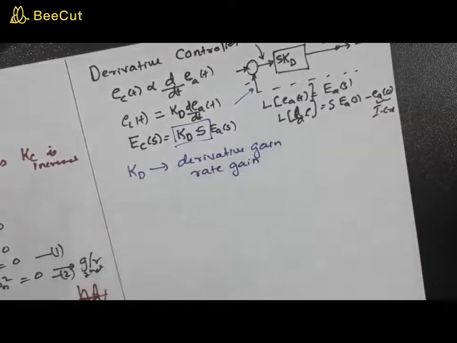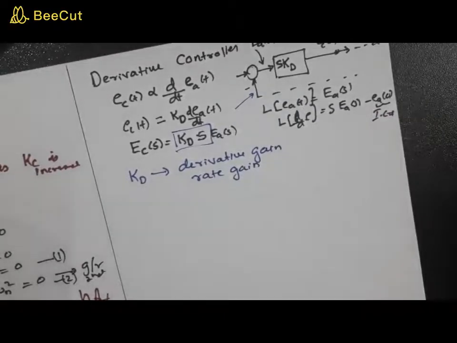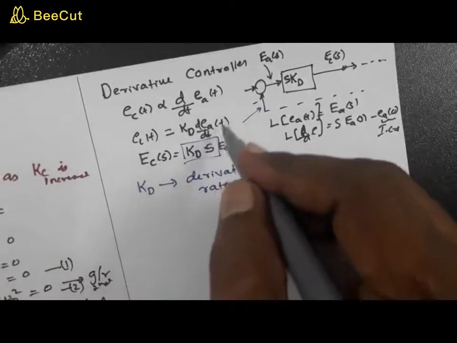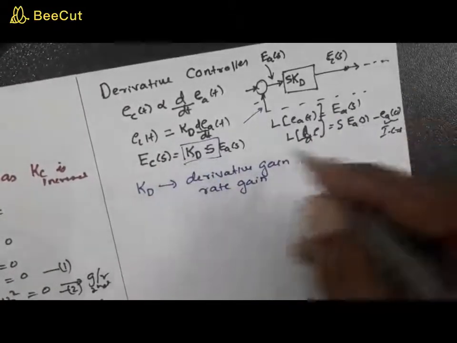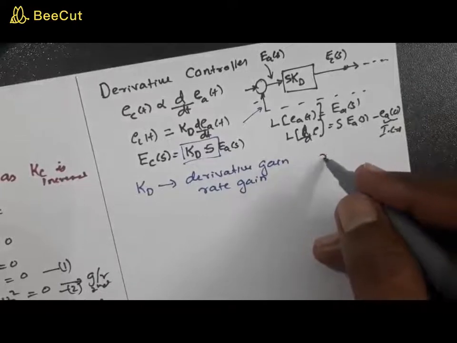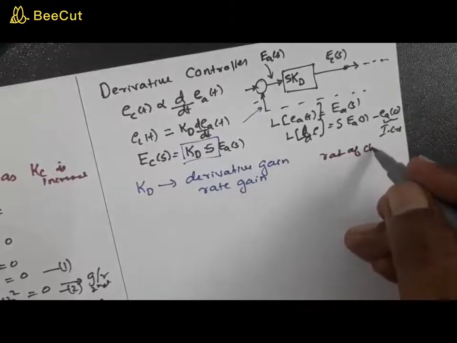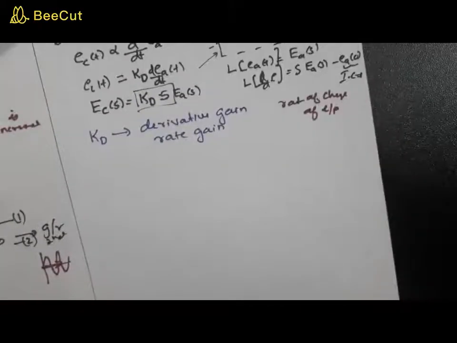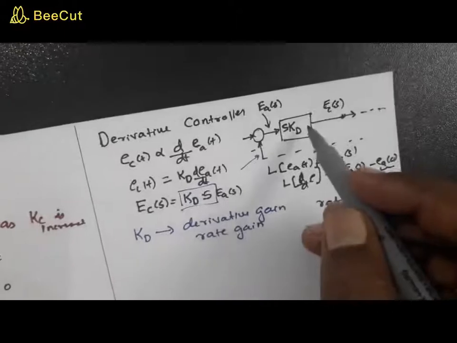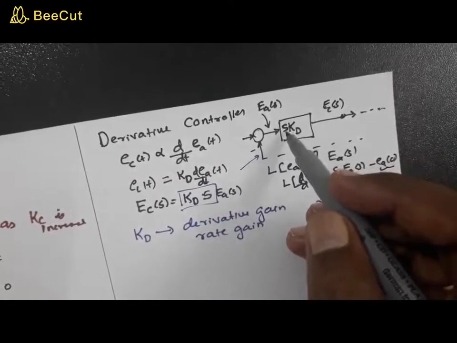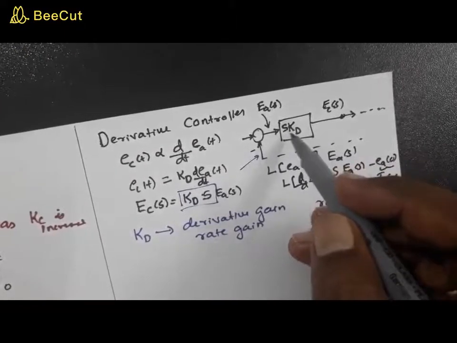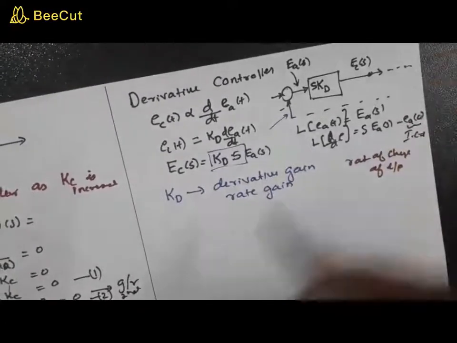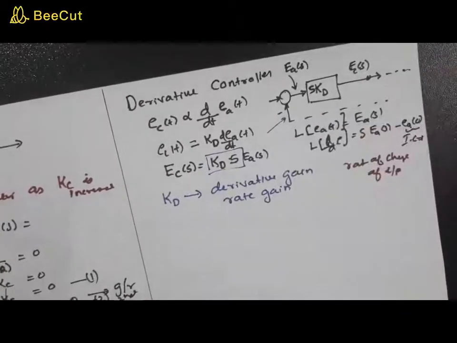Now why is it called a rate gain? Because the controlled output is proportional to the derivative of the input, or in a sense you can say it is proportional to the rate of change of input. So when you draw the block diagram, don't forget that s into Kd refers to the Laplace transform of this derivative of the function. This is the block diagram representation of a derivative controller.